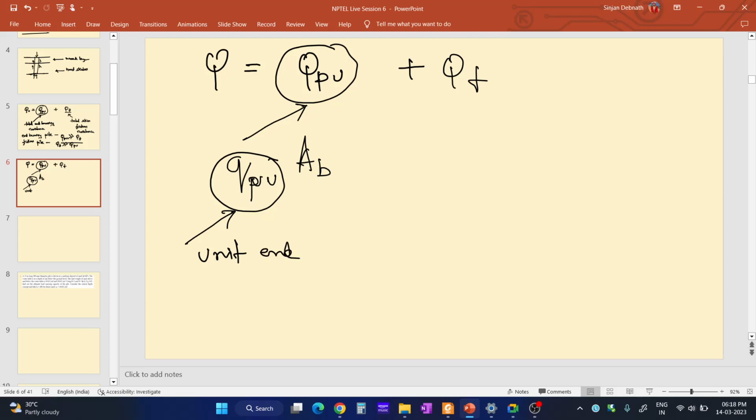This is unit end bearing resistance. The unit is generally kilonewton per meter square, and this one, AB, is the area of the base of the pile. Okay, area of the base of the pile.